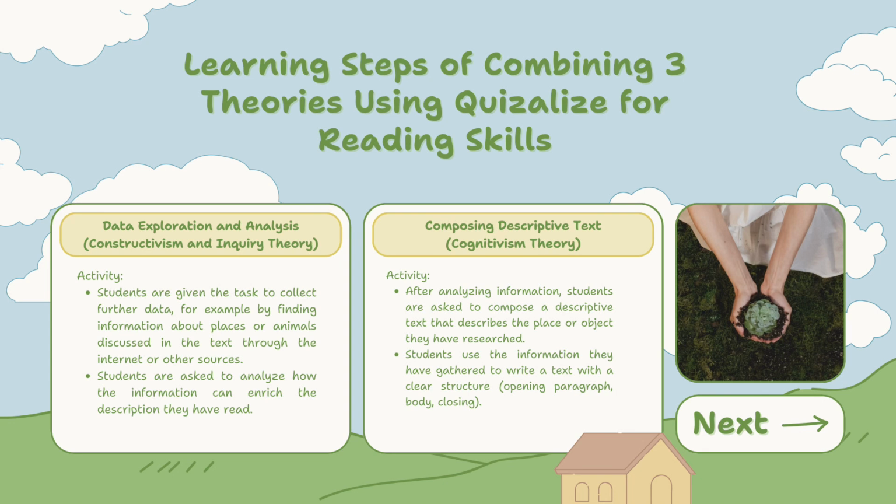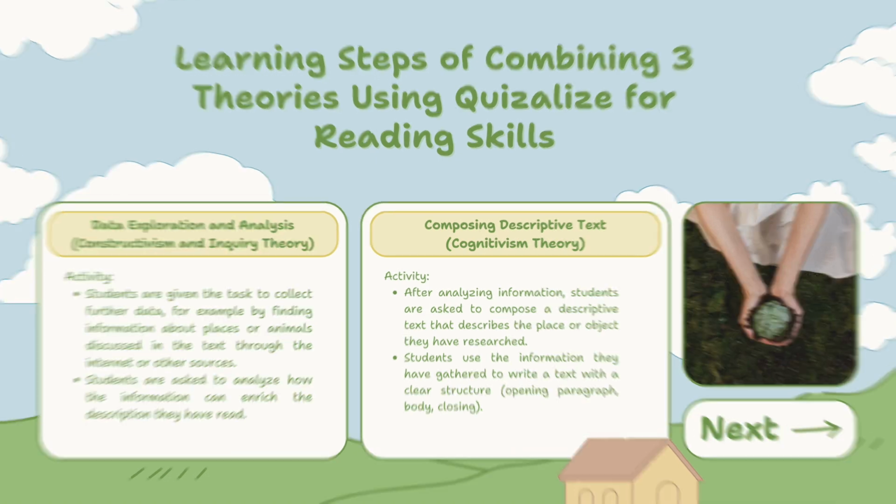The fourth is composing the descriptive text, adopted from cognitivism theory. The first activity is after analyzing information, students are asked to compose a descriptive text that describes the place or object they have researched. And the second activity is students use the information they have gathered to write a text with a clear structure, like opening paragraph, body, and closing.